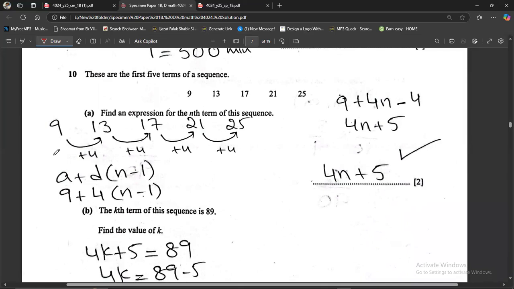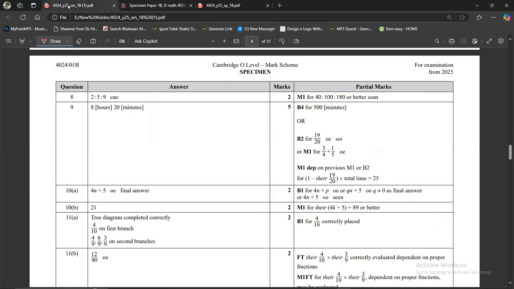If you want to find the nth term of an arithmetic sequence, the formula is very simple: a plus d times n minus 1. Here a means the first term and d means the common difference. The first term is 9 and the common difference is 4. So you will have 9 plus 4 times n minus 1, which is 9 plus 4n minus 4. That will be 4n plus 5. So 4n plus 5 is the nth term, and my answer is right.